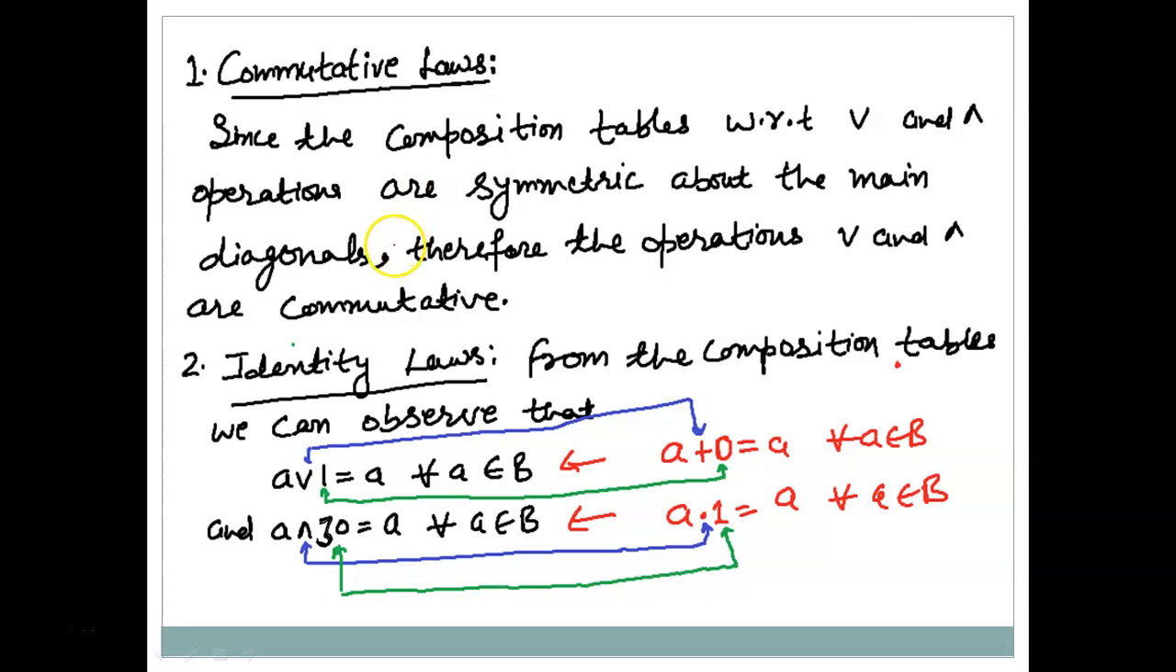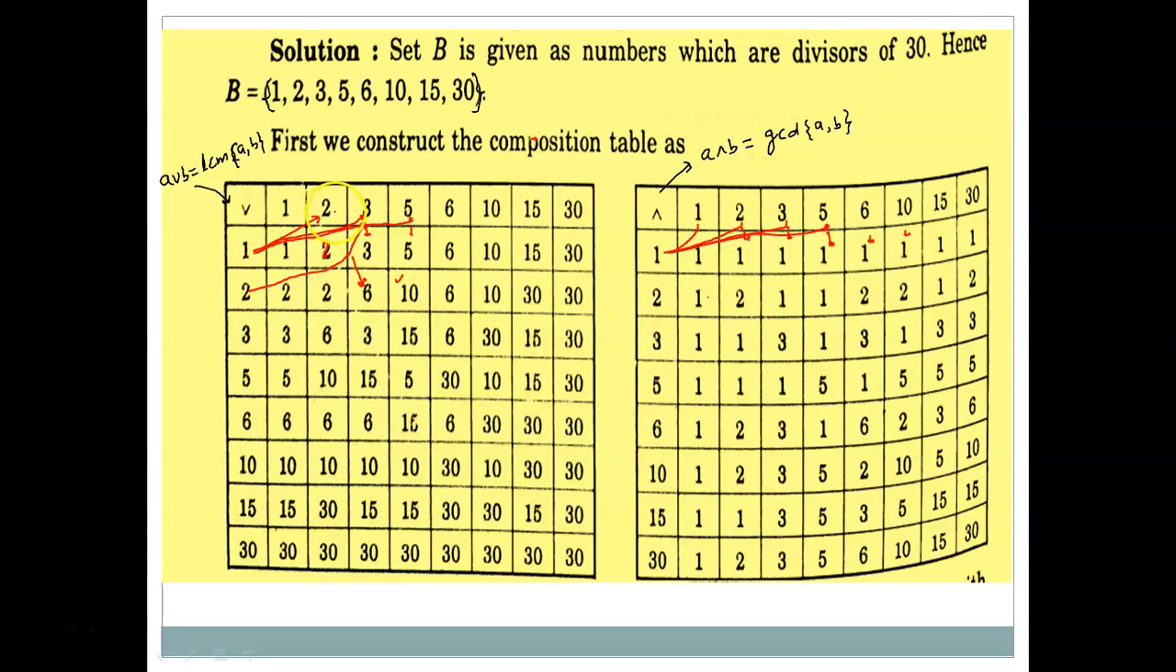You need not show here A join B equal to B join A and A meet B equal to B meet A. You need not do it like this. As you know, the meaning of this is the commutative law. In fact, if you look back at the table, this is the diagonal. This is the main diagonal here in this table. If I draw like this, this is the main diagonal. If you see above this diagonal, this element is 2.